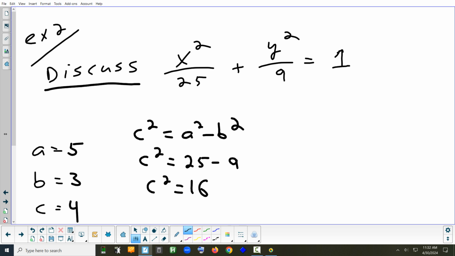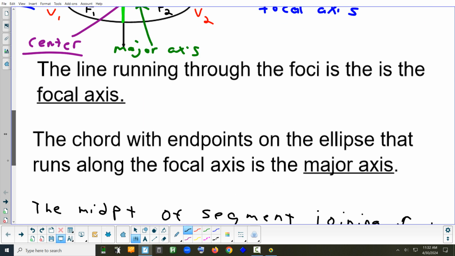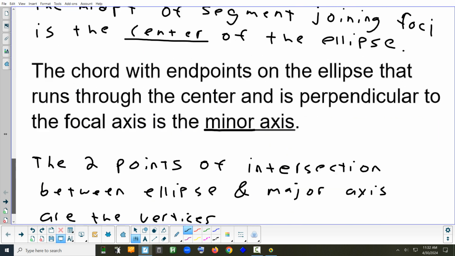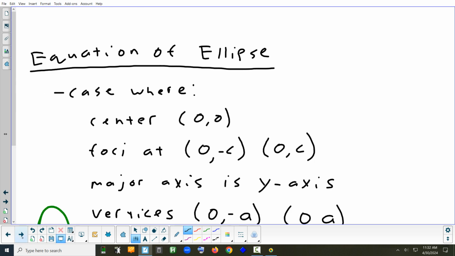Okay, so things I would ask you about. Center. Foci. Yeah, the vertices. I always mess that up.